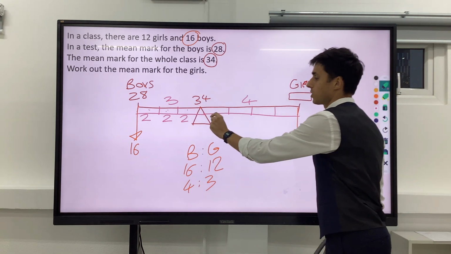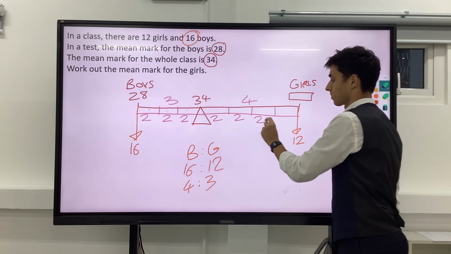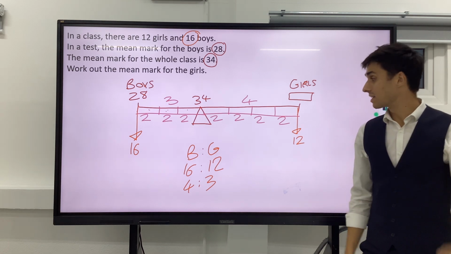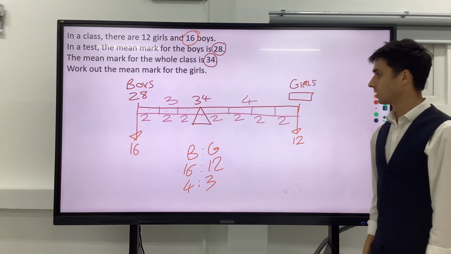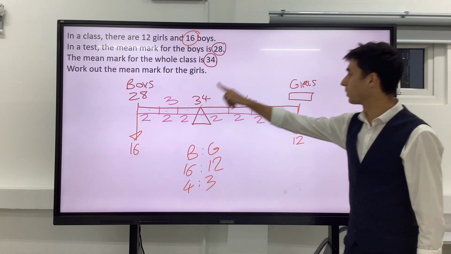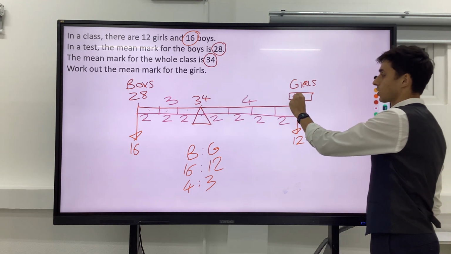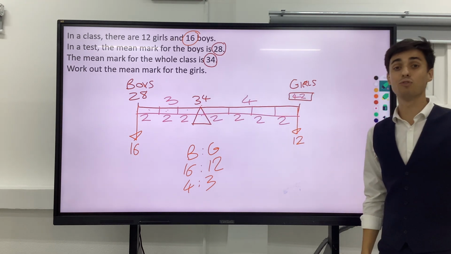Likewise, on the other side, we can fill in these 2's. That means this distance here is a total distance of 8. So from 34, we can add on 8 to get the girls having a mean of 42.